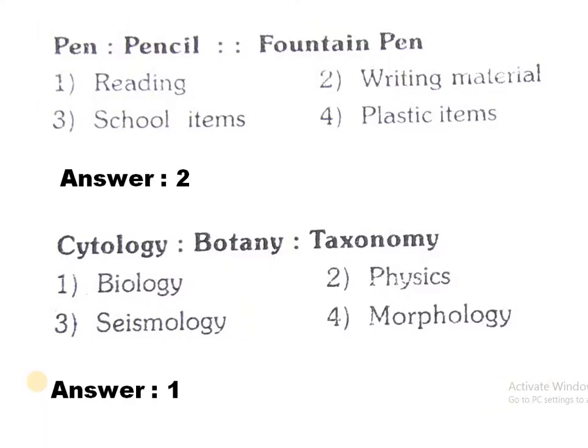So see the first question: pen, pencil. First you have to find this relationship. This is the type 2 pattern. Similar words you have to find out in this. Pen, pencil, fountain pen. So what are these things? Is it related to one common word, isn't it? So which one is correct? Four options are given here: reading, writing material, school items, plastic items. The correct answer is writing materials, because pen, pencil, fountain pen come under writing materials. So all are writing materials.